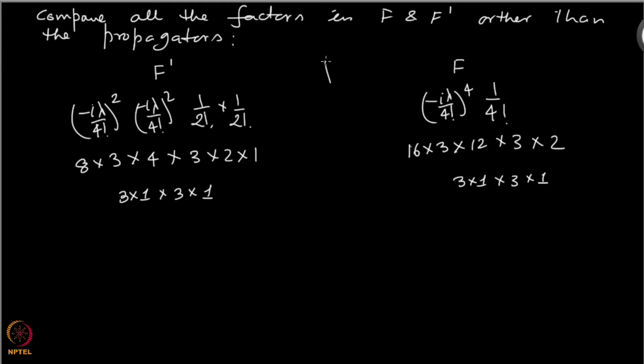Okay, and let's compare these two now. So this line is, so these are all multiplied, of course. So this factor is same as this factor. The factors of minus I lambda over 4 factorial, they are identical. Okay. So let's look at this. This one is 1 over 2 factorial times 1 over 2 factorial times this piece. So this 16 I can write as 2 times 8. Okay. This 12 I can write as 4 times 3.